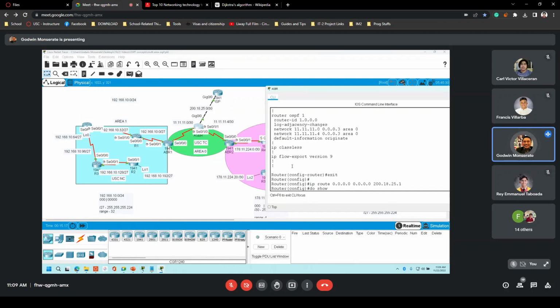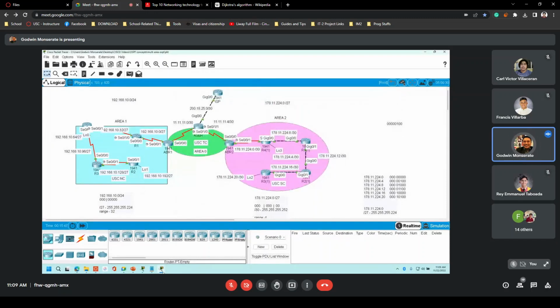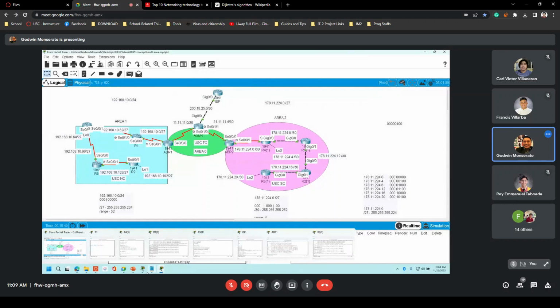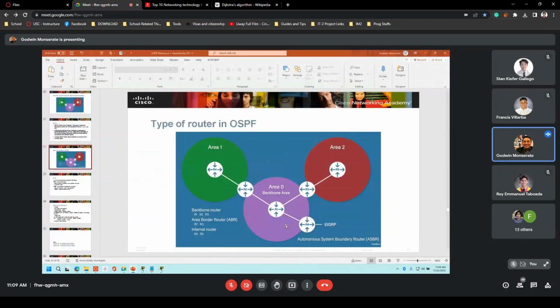So meaning, if we add the IP route, there you are, it can now see it as OE2. Okay? So, that is multi-area OSPF. Do you have any question? None for me, sir. Okay, very good.